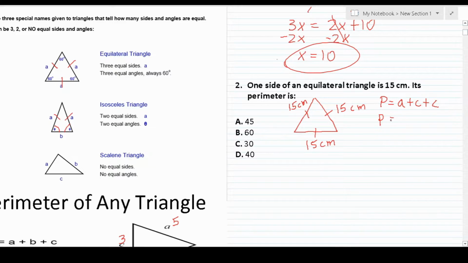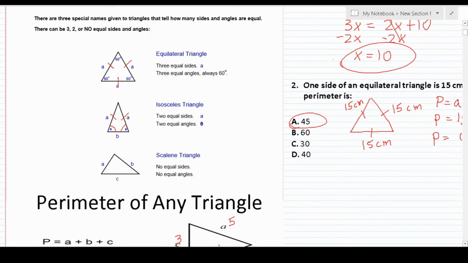And as we can see, we can just plug these values in accordingly. So this would be 15 plus 15 plus 15. 15 plus 15 is 30, plus 15 is 45. Okay, so in short, that's my discussion of finding the perimeter of triangles, as well as some properties of triangles with which you need to be familiar.